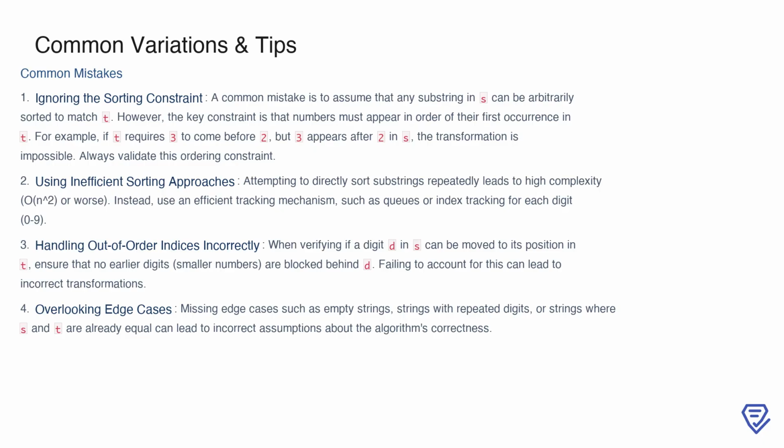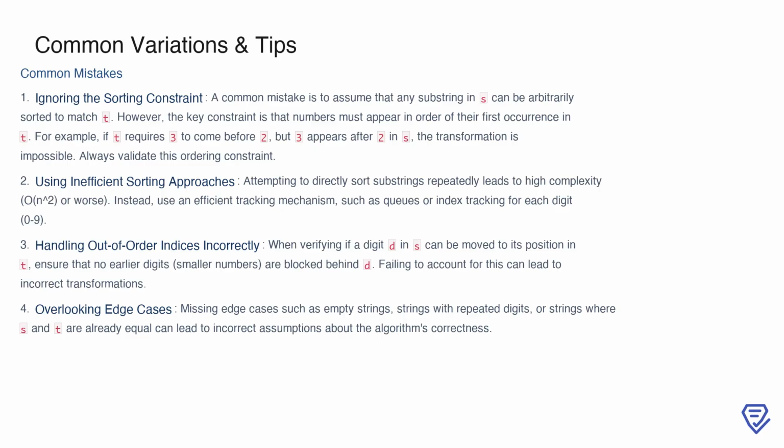For instance, if T requires the digit 3 to appear before 2, but in S, 3 comes after 2, then transforming S into T would be impossible. Always validate this relative ordering. Next, avoid using inefficient sorting approaches. Repeatedly sorting substrings can lead to high time complexity, often n², or worse.